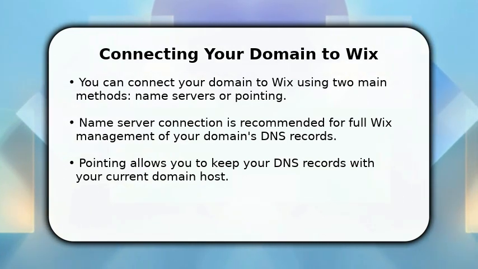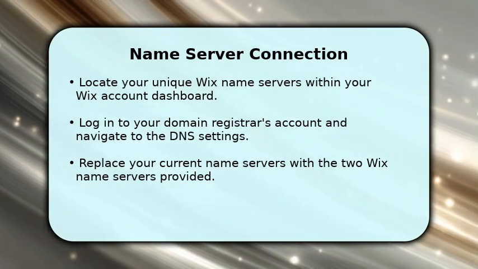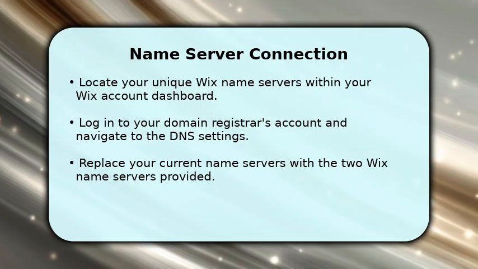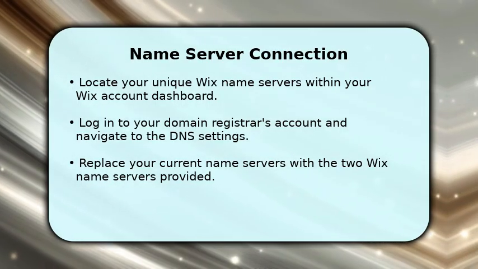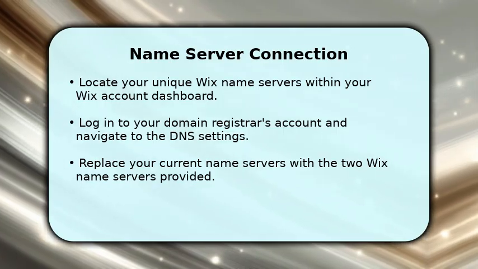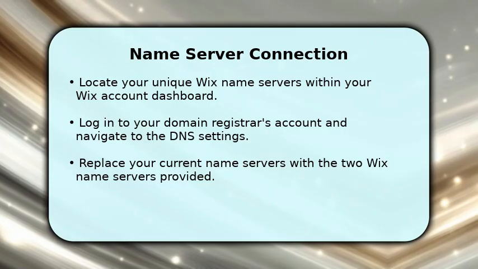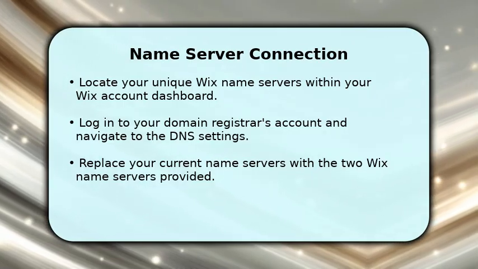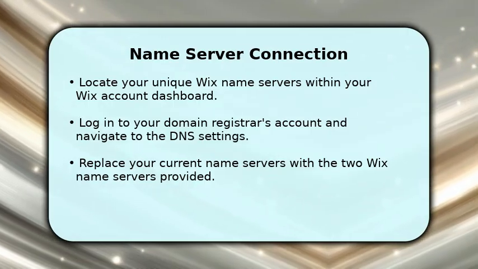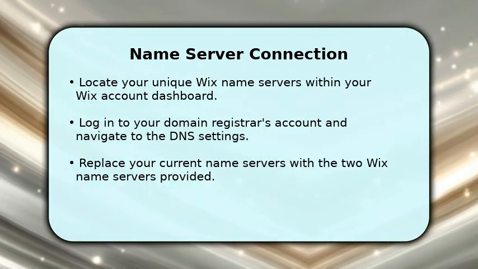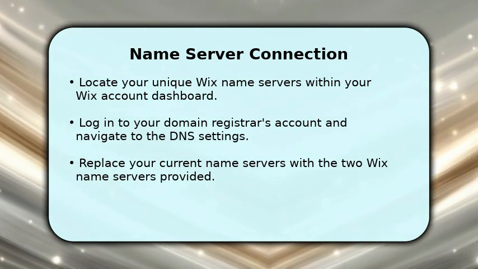To connect using name servers, first, find your specific Wix name servers in your Wix account's domain section. These typically look like ns1.wixdns.net and ns2.wixdns.net. Next, log into your domain registrar, like GoDaddy or Namecheap, and find the DNS management area. Replace any existing name servers with the two Wix name servers you found. Save these changes. Domain propagation, meaning the update across the internet, can take up to 4.